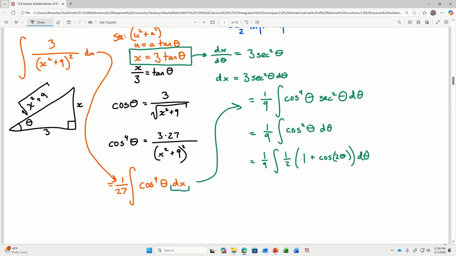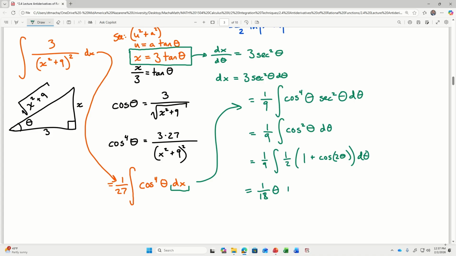Okay, so knowing that trig identity, now we've got 1/9 times 1/2 times 1. The antiderivative of 1 is theta, so we're talking about 1/18 theta. The antiderivative of cosine is sine, right? And in the antiderivative, I'm also going to multiply by an extra half.